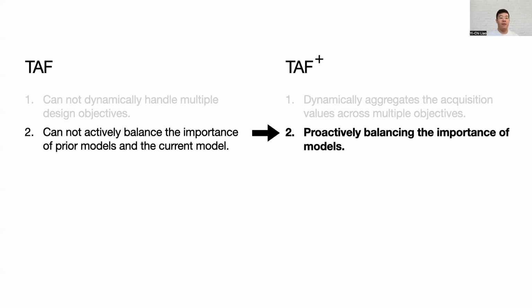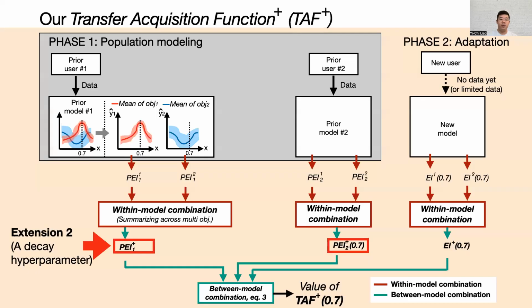The second limitation of TAF is that it can't actively balance the importance of the population models and the new user. Our solution is to allow the designer to proactively balance the importance of the models by adding a decay hyperparameter. The decay hyperparameter is a multiplication factor directly applied on the values of the population models, which allows the importance of these models to decay more efficiently, allowing faster adaptation for the new user.